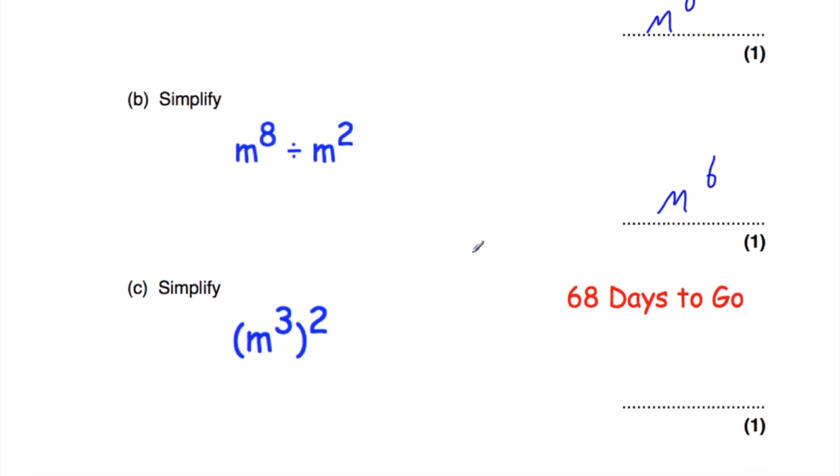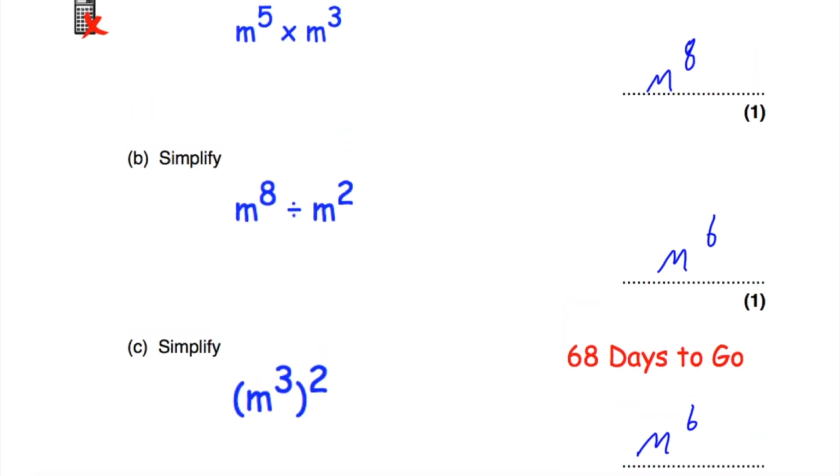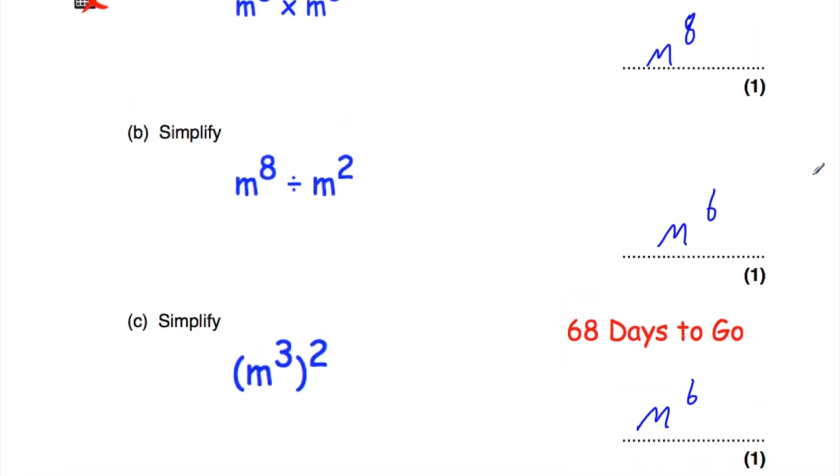And finally, we've got a power of a power. And when we've got a power of a power, we multiply the two powers together. And 3 times 2 is 6, so the answer would be m to the power of 6. So the answers would be m to the power of 8, m to the power of 6, and m to the power of 6. And if you got those, well done. Okay, let's look at our next question.